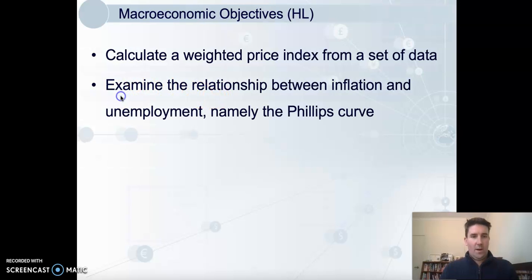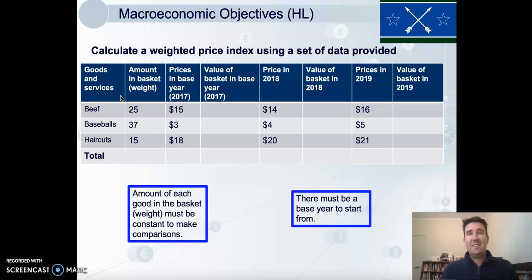First, we will create the price index. This is essentially how CPI, the Consumer Price Index, is derived. For this course, we're going to keep it pretty simple. We'll assume this economy, Burmistan, has only three goods and services: beef, baseballs, and haircuts.